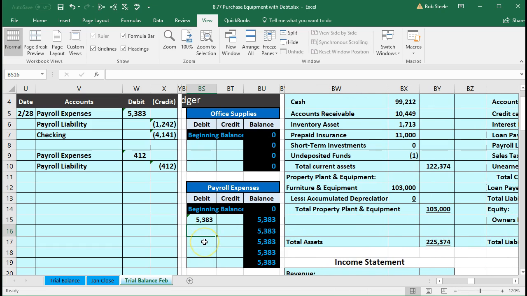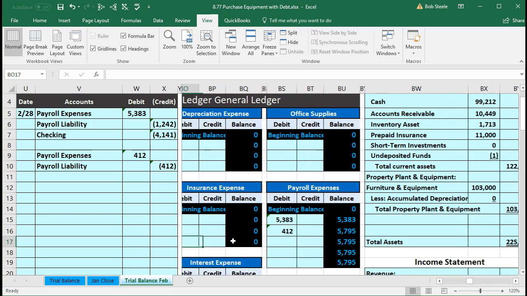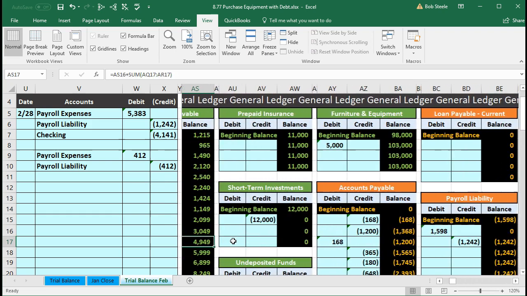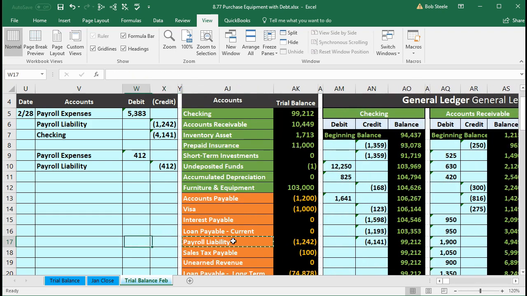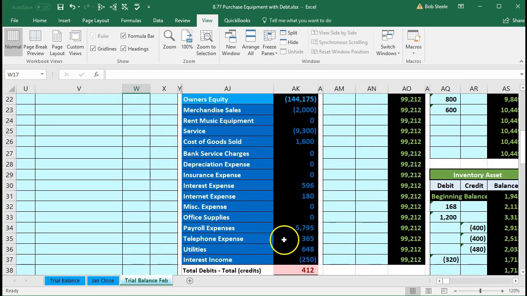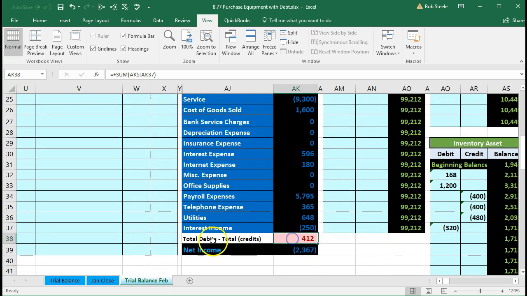We are in cell BS16, and we're going to select equals and point to that 412, bringing the balance up from 5,383 by 412 to 5,795. Let's see if we can find that 5,795 on the trial balance as well. Scrolling back to the trial balance and down to that amount, we see payroll 5,795. We're out of balance by 412.